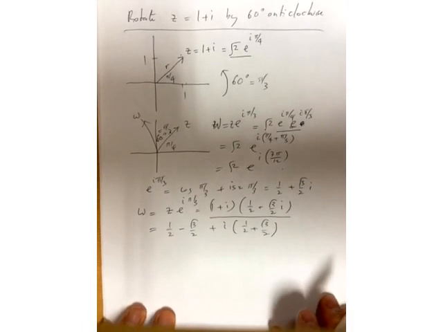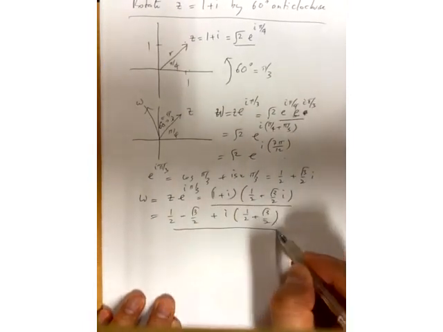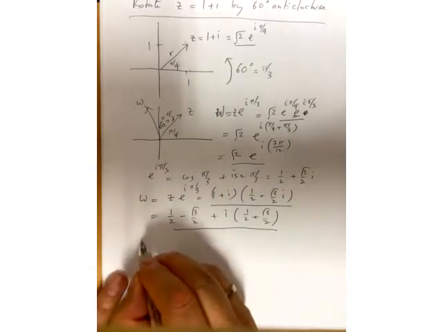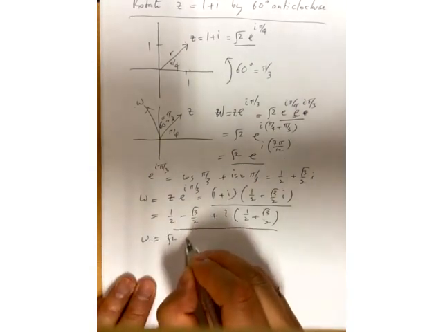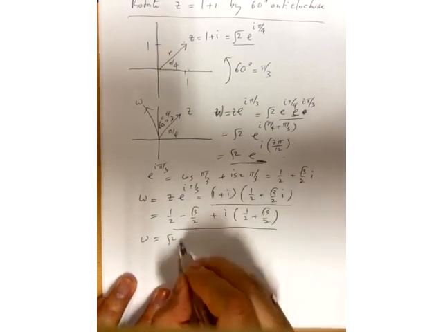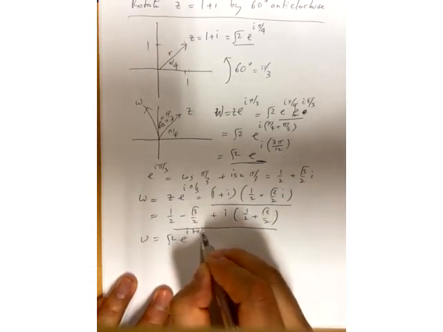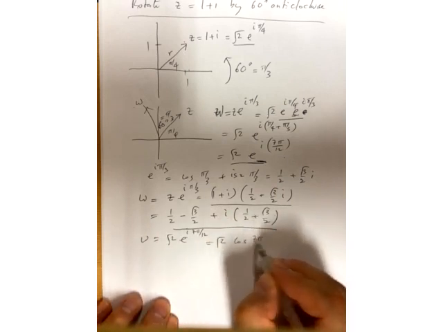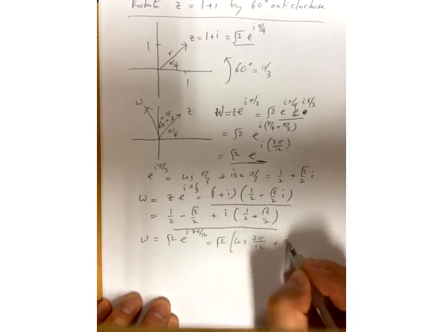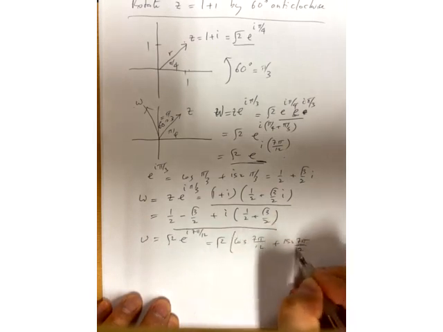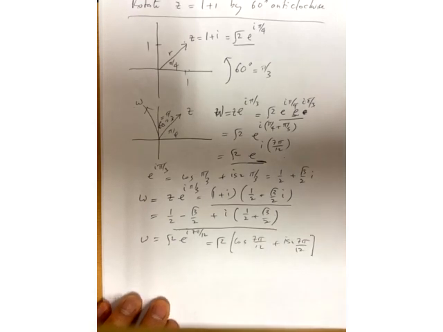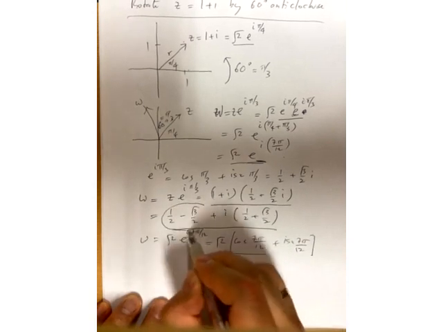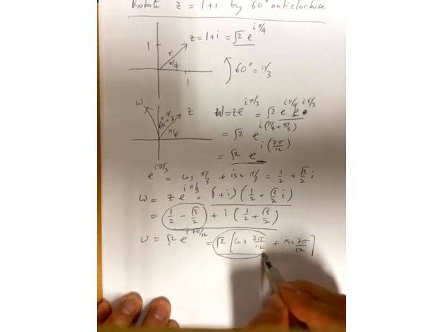And so W is this, but W is also this, which means that W is root 2 e to the i 7 pi on 12, which is root 2 cos 7 pi on 12 plus i sine 7 pi on 12. I'm putting it back into mod-arg form. So then if you equate the real part, it must be the same, and I'll circle that for you.